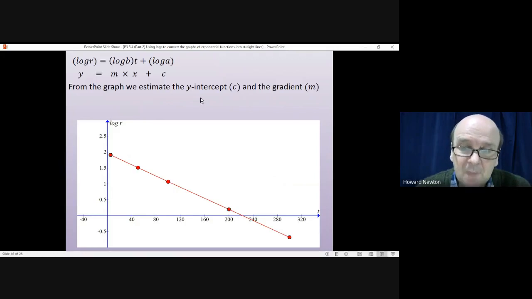Now the gradient, we can choose any 2 points that we like on the line. Doesn't matter which 2 you choose. Try and choose 2 that make life easy for you when you calculate the gradient. So I've chosen these 2 points because it looks to me as if that'll make life a little bit more straightforward. So a point here at 200, 0.2, and here at 100, 1.07.